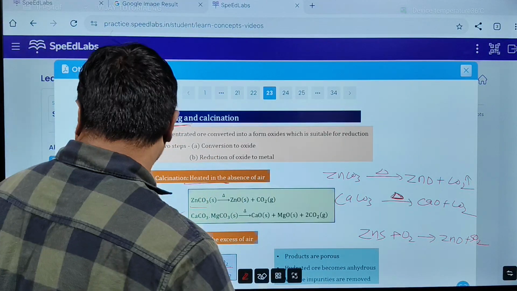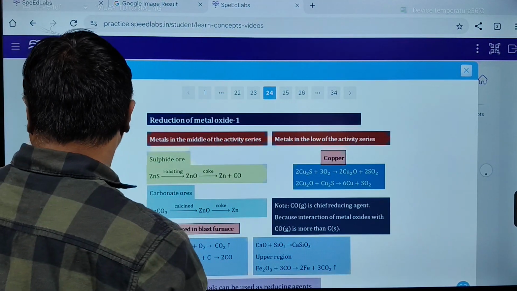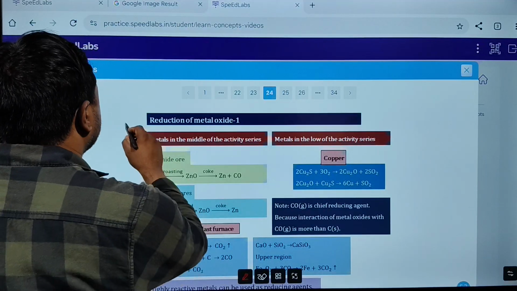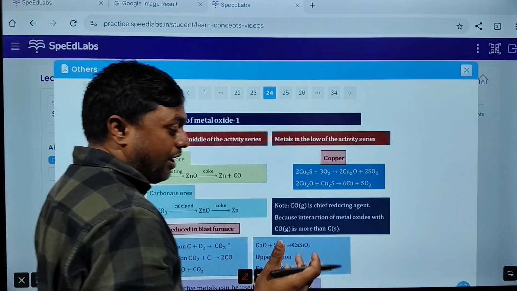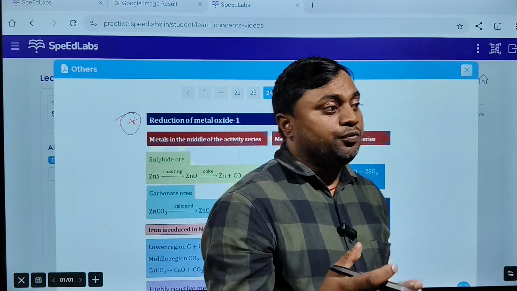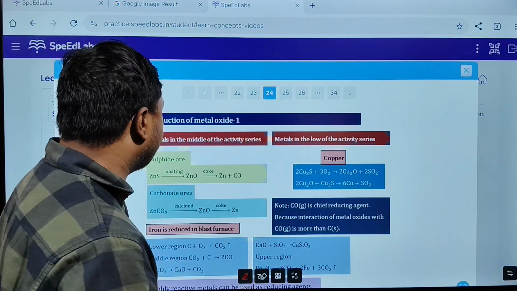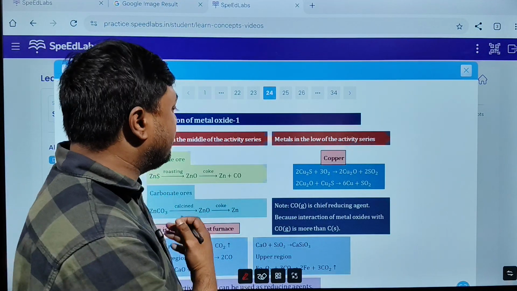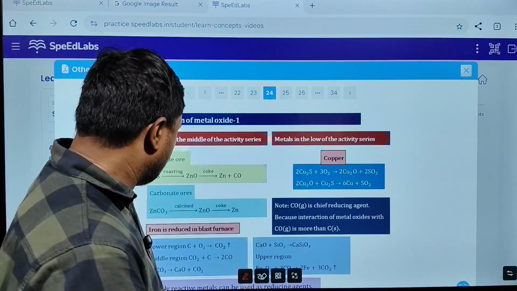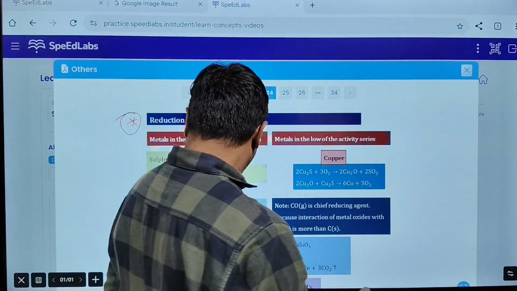Now this is the second step after the concentration. The next step is reduction of metal oxide into metal. So we have to finally get the metal, like zinc, iron, copper. So we have to use the reduction of metal oxide into metal, using some method like a reducing agent or self reduction. One method I am explaining is by using a reducing agent.